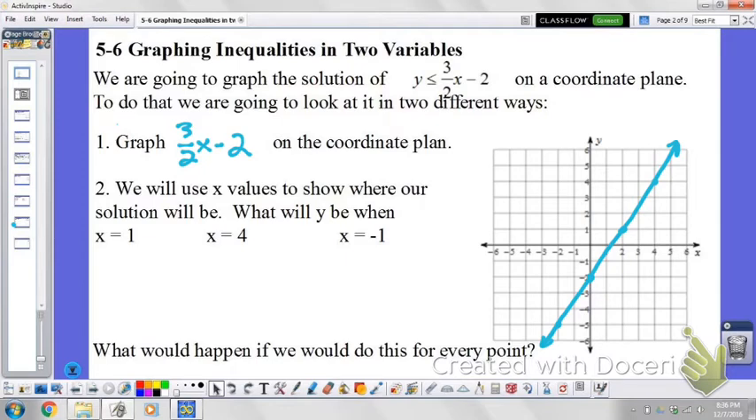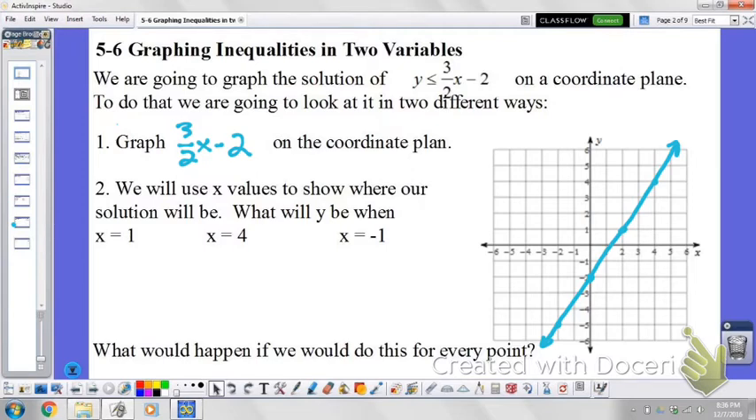Now we're going to look at the y is less than or equal to part of that. We're going to do that by using x values to show where that part of our solution will be. So we're going to find out what y will be when x is equal to 1, x is equal to 4, and x is equal to -1.